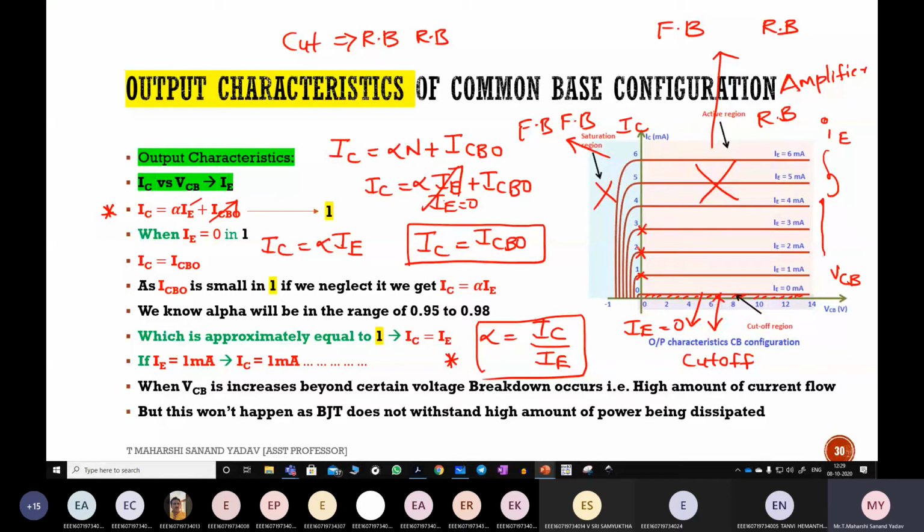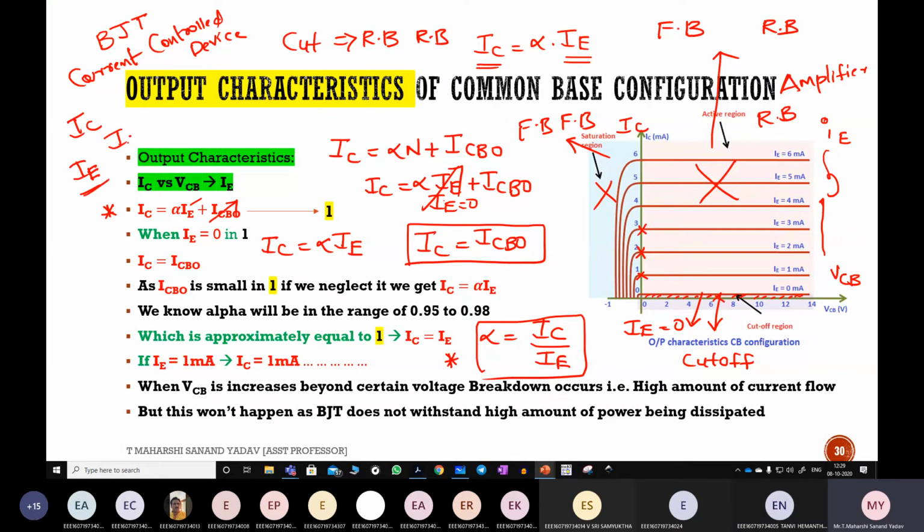Why? Because output current IC is equal to alpha into IE. Output current IC is controlled by input current IE. That's why the bipolar junction transistor is called a current controlled current device. It is called a current control device because I'm controlling output current IC by changing input current IE. So this is very important: IC is equal to alpha into IE.